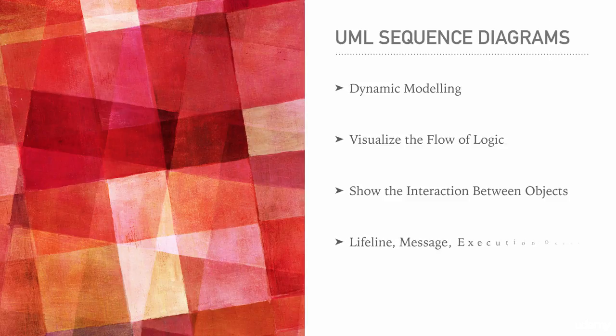Lifelines, messages, and execution occurrences are the basic visual symbols used to define sequence diagrams. Objects are shown as lifelines running down the page. A lifeline starts with a rectangle containing the object's name, continued by a dotted line which represents the time the given instance exists during the scenario.